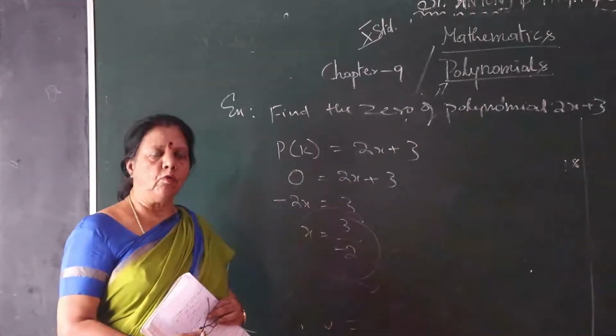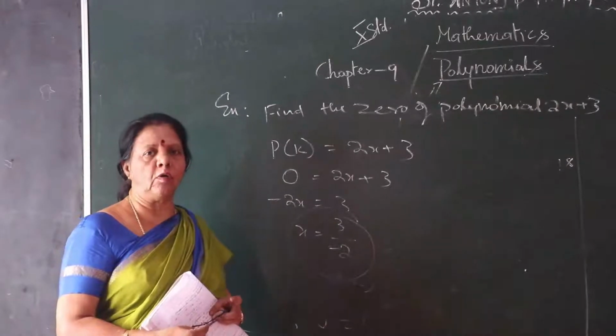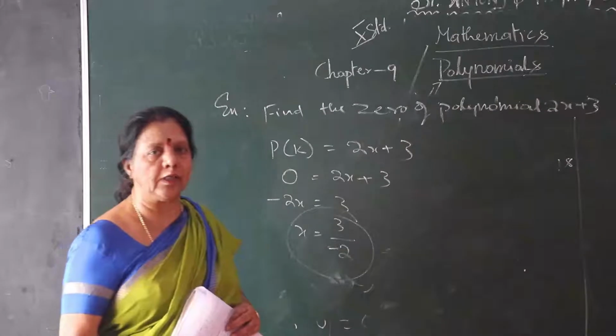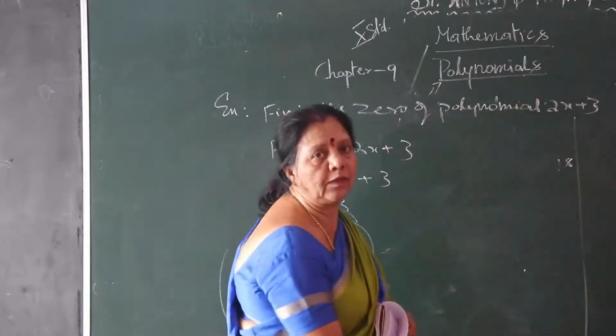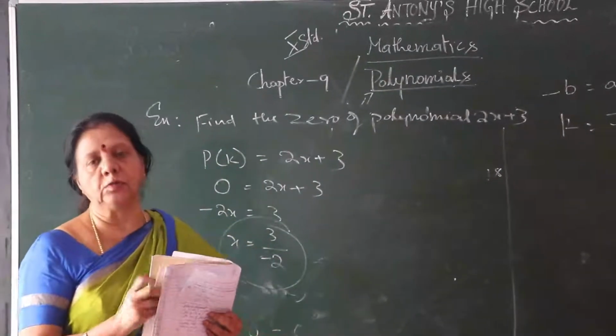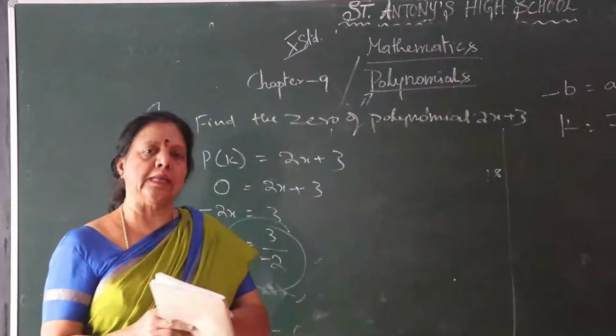Followed? So now you go through it. I will send the notes also. So then you try to understand. Next I am going for the x-axis and y-axis based on the zero of the polynomial under the graph. Okay. After that I will start problems.